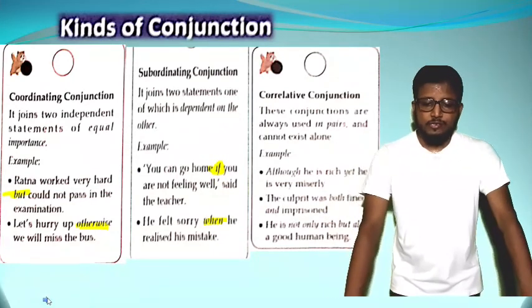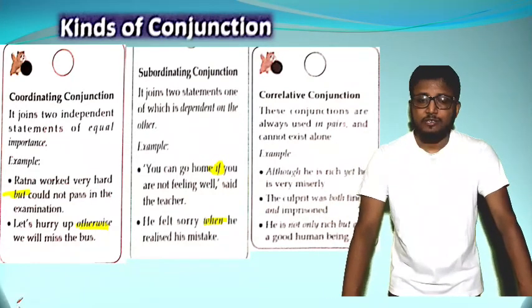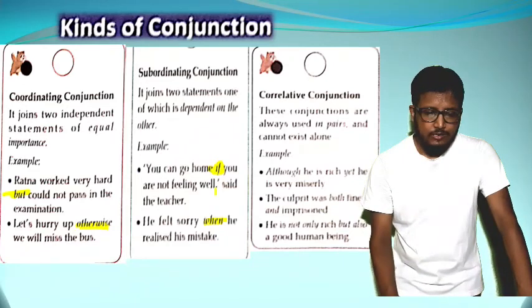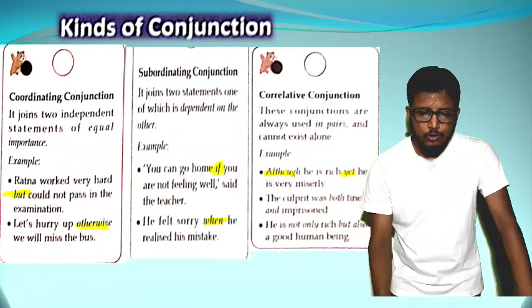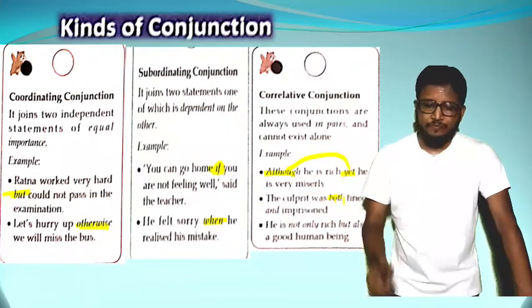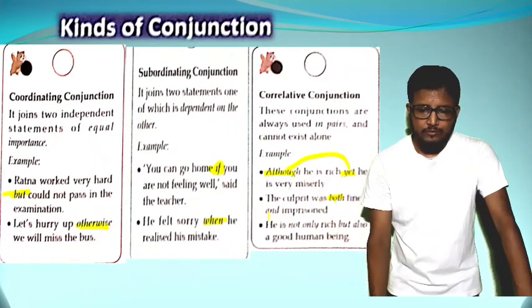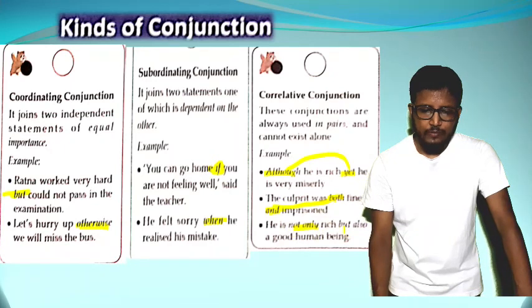Although he is rich, yet he is very miserly. So here you can see these two words. Let me show you. That is although and yet. These two, you can see two at a time. Next, the culprit was both fined and imprisoned. So these two words are working together. Is not only but also, these two.